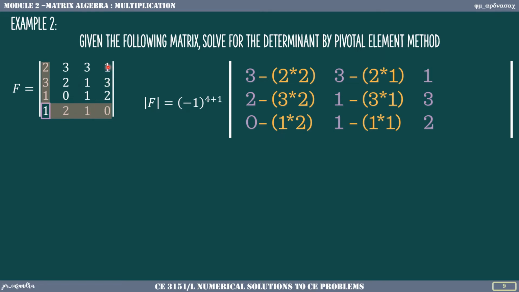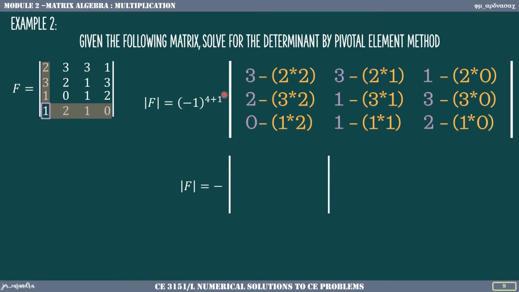Third column, for this element, that will be minus the product of this element, so minus 2 times 0. For this element, we'll have minus 3 times 0. Then for this element, we have minus 1 times 0. Simplifying now, the determinant of matrix F will be negative 1 raised to 5. So that will give us a negative value. So 3 minus 4 gives us negative 1. 2 minus 6 is negative 4. 0 minus 2, negative 2.